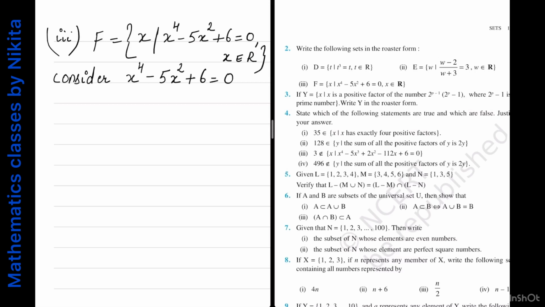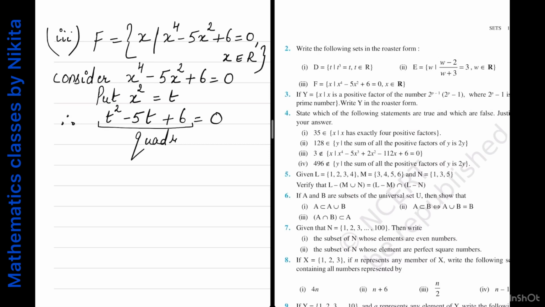Now if you remember how we used to solve such equations, you have seen this in earlier classes. What we will do is put x square equal to t. So I am substituting the variable x square equal to t. Therefore what do we get? We get t square minus 5t plus 6 is equal to 0. Now this is a quadratic equation. So I can solve this easily.